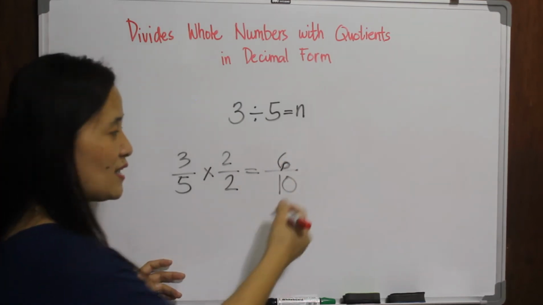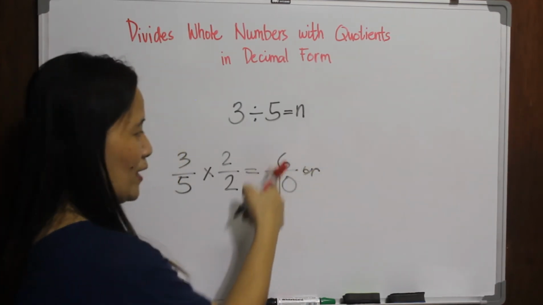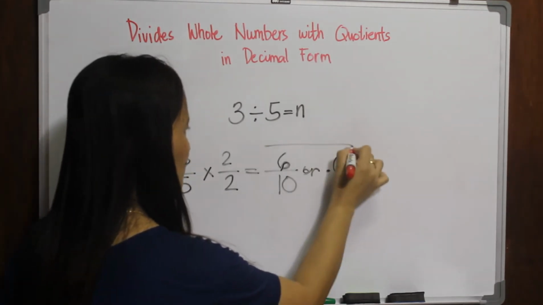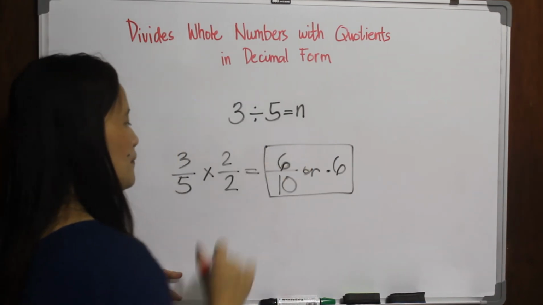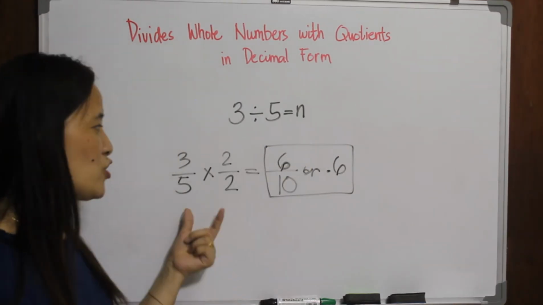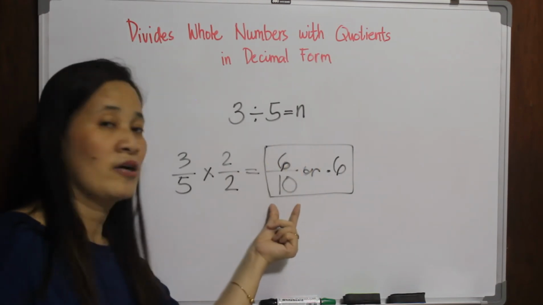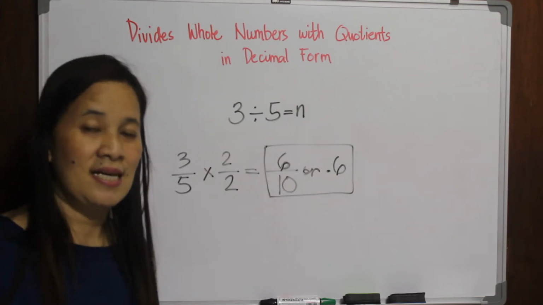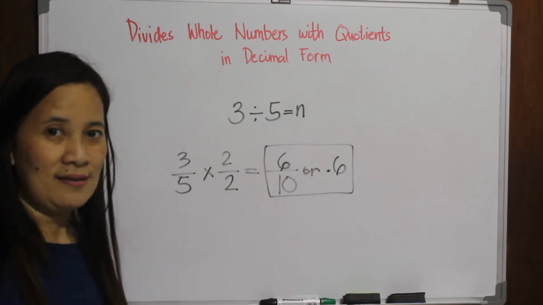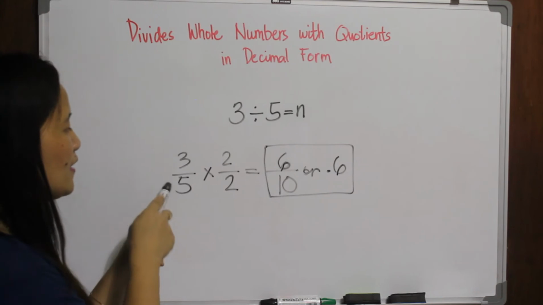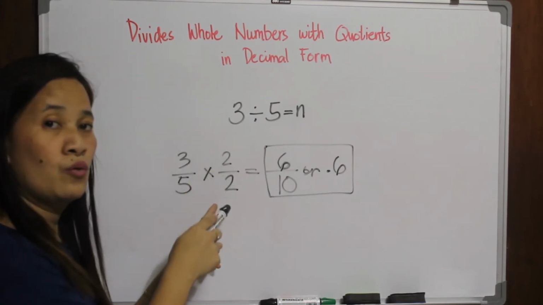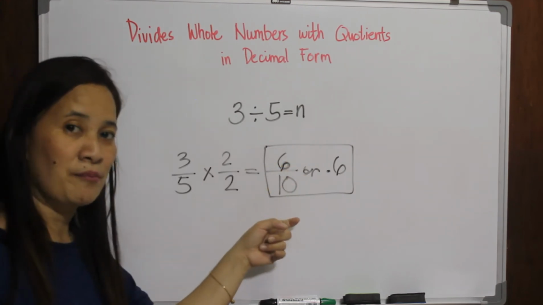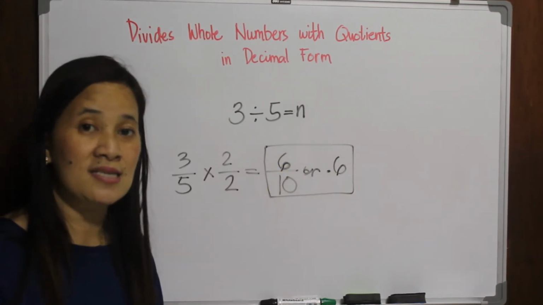So the answer is 6/10 or ito yung ating fraction in decimal, we write it as 0.6. Okay? So we multiply our fraction to get a denominator of 10, para yung ating place value na tenths ay makuha natin. So, 3/5 times 2, numerator and denominator, will give us an answer of 6/10 in fraction or in decimal, that is 0.6.